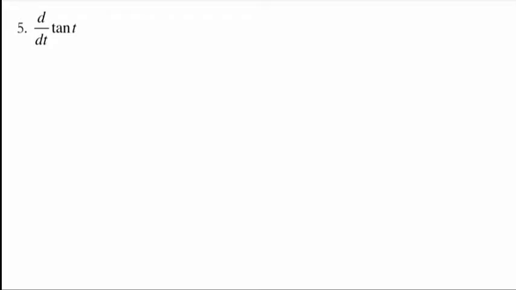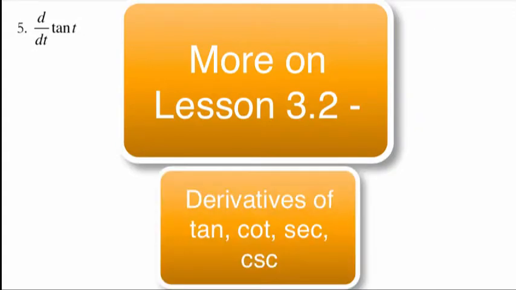Hi, this is a continuation of lesson 3.2 with the product and quotient rules. One of the things you can do with the quotient rule is we can use it to develop new rules. So we're going to do 4 new derivative rules, and at the end, these are going to be things you need to memorize. The results are things you need to memorize.